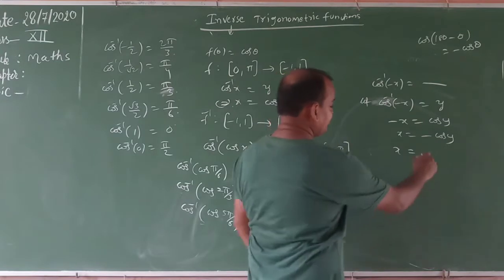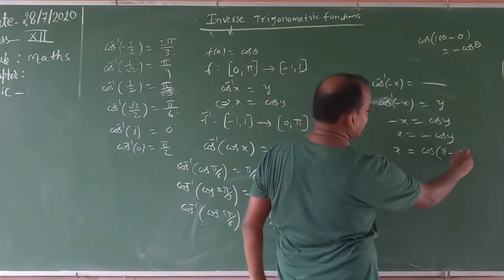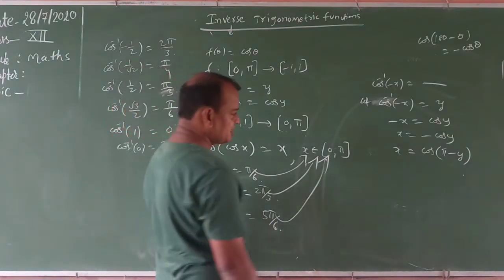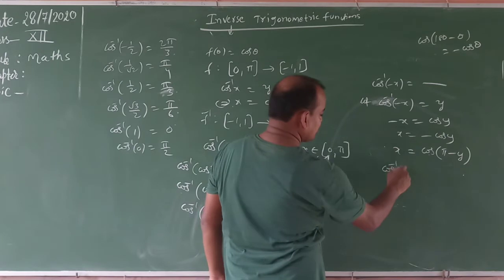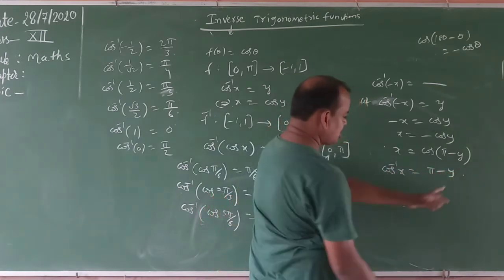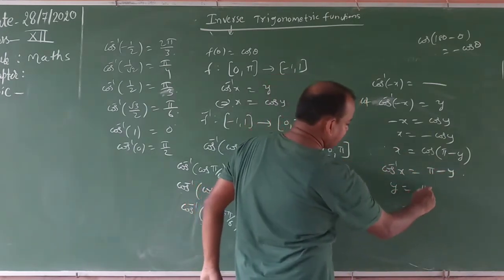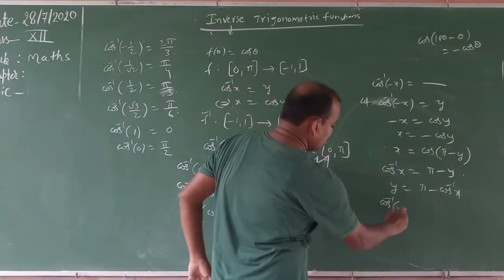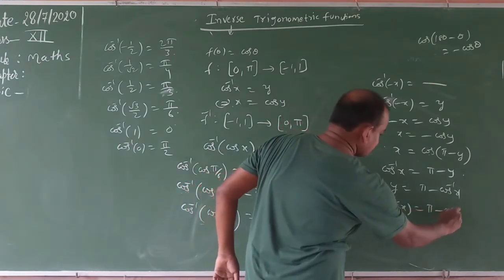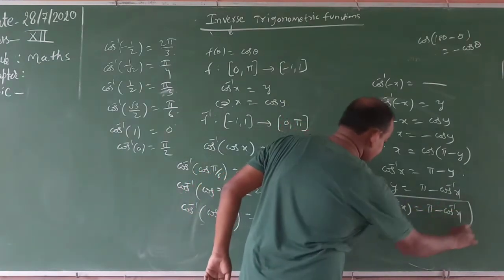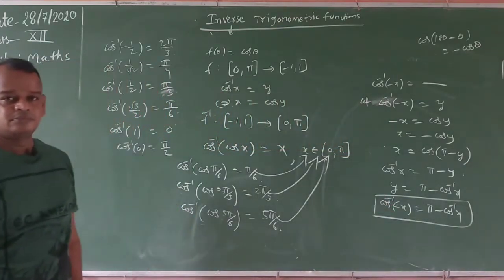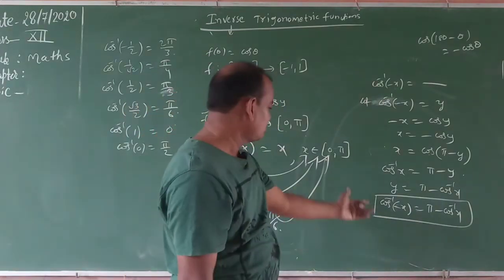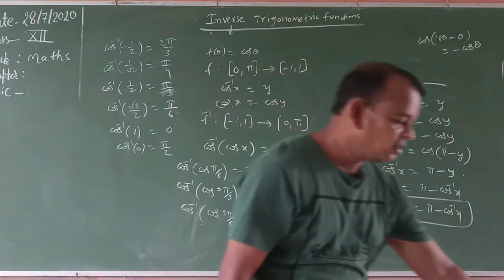This is minus cos y. How to write minus cos y? Cos of 180, that is pi, minus y. Say yes or no? Yes. So cos inverse of x is equal to pi minus y. Interchange the terms: y is equal to pi minus cos inverse of x. What is y? Cos inverse of minus x. So cos inverse of minus x is equal to pi minus cos inverse of x. Say yes or no? Yes. Understood or not?